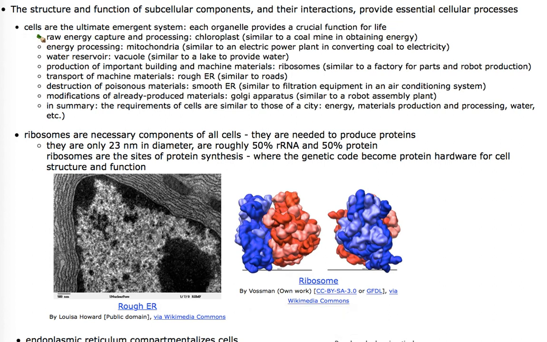So, bullet point: raw energy capture and processing, that's the chloroplast. Chloroplasts do things similar for cells that a coal mine does in obtaining energy for a community that is used to provide electricity. The chloroplast is a raw energy processor. Energy processing into something useful, that's mitochondria. Mitochondria are similar to an electric power plant. They take the coal, that's basically the sugar manufactured by the chloroplast, like a city takes electricity, but the electricity is being produced by processing coal, which came from coal mining.